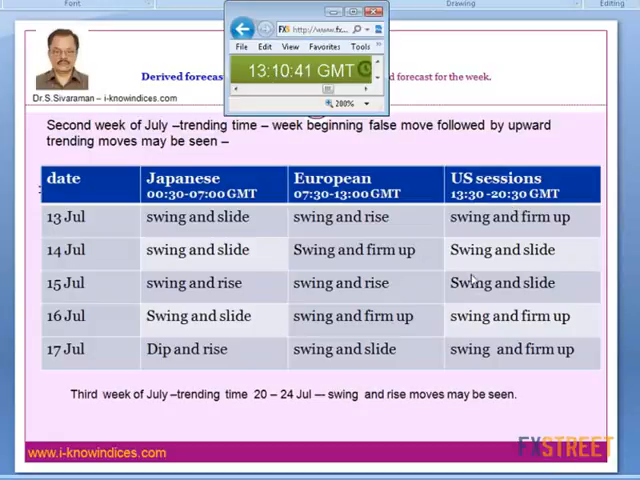Gap time moves are false moves. Afterwards they are expected to make the swing and slide move in the market. So this is what the forecast says. It is not ideal to do a buy and sell trade. Instead, we can do a sell and buy trade, or wait for the market to drop and again take a buy position after the drop.